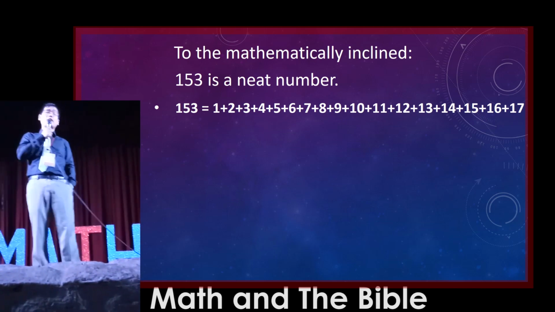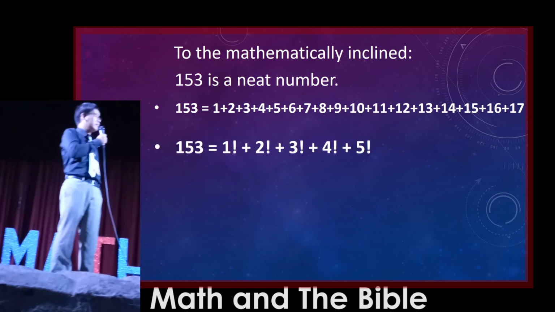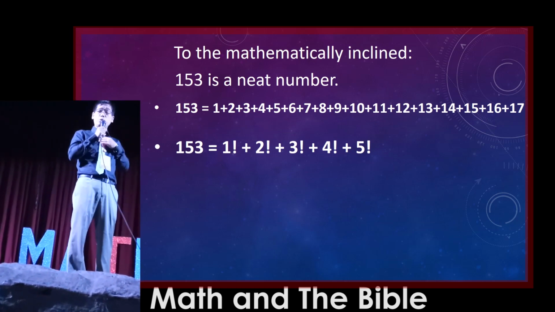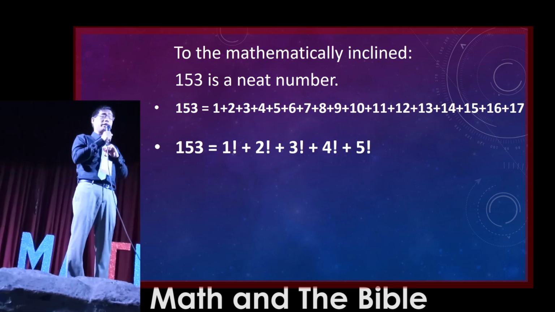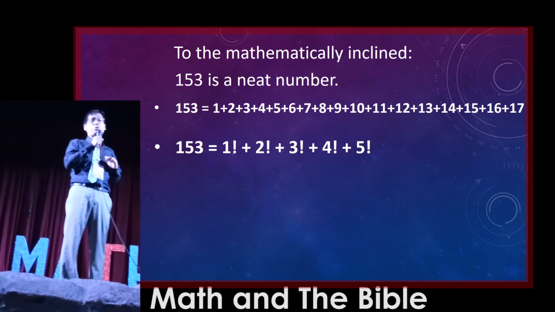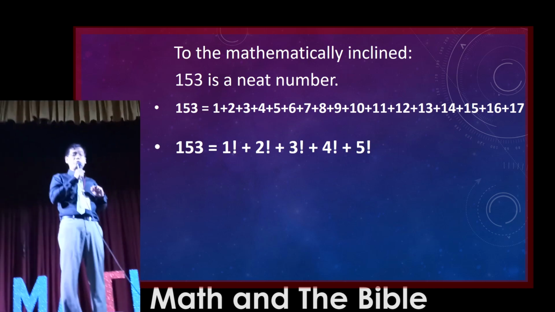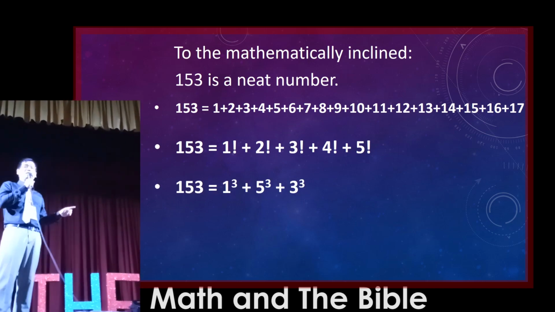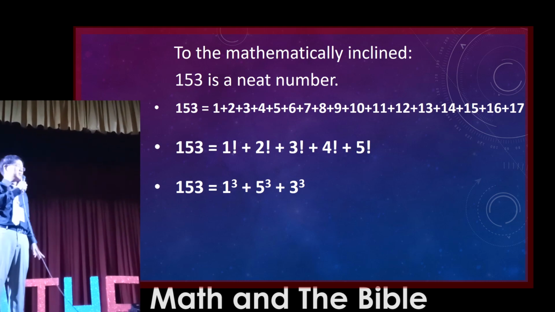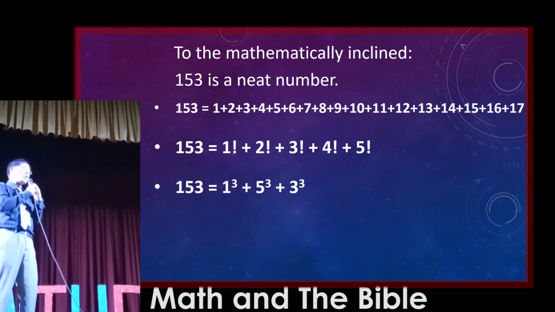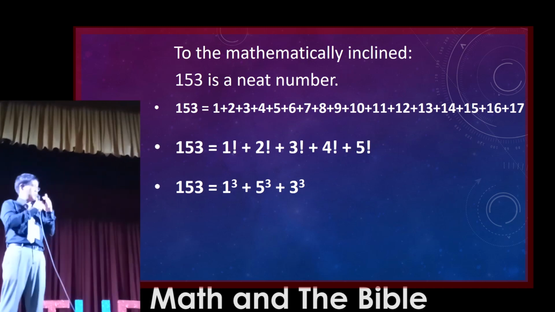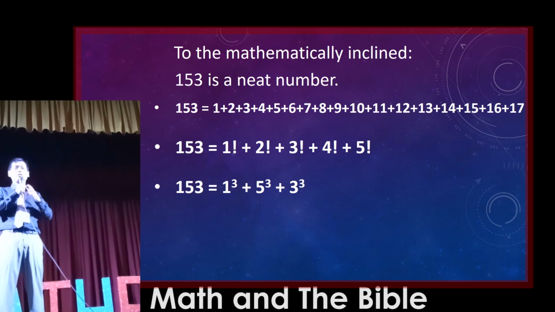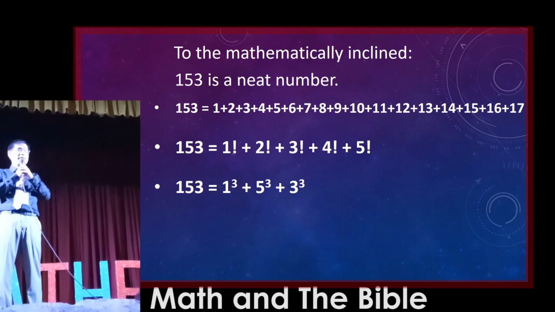Another one. 153 is the sum of 1 factorial, 1, plus 2 factorial, 2, plus 3 factorial, 6, plus 4 factorial, 24, plus 5 factorial, 120. That's 1 plus 2 plus 6 plus 24 plus 120, 153. Wait, there's more. 153 is the sum of the cubes of its digits. The digits of 153: 1, 5, and 3. 1 cubed, 1, 5 cubed, 125, plus 3 cubed, 27. 1 plus 125 plus 27, 153.